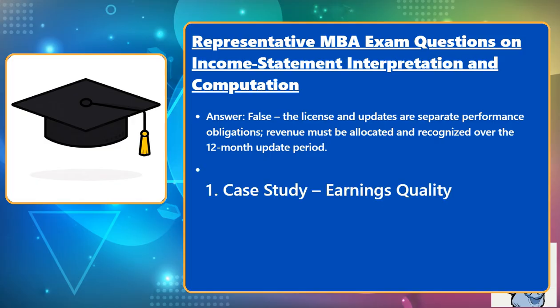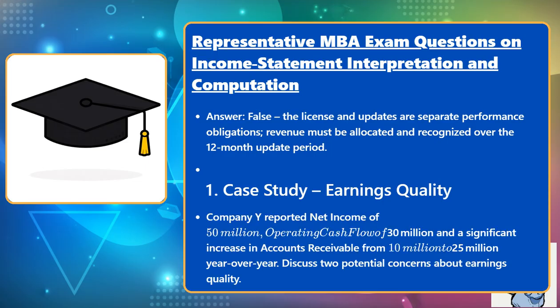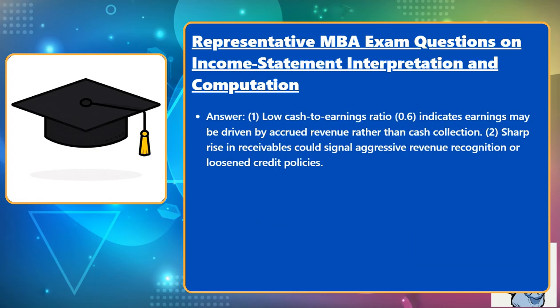4. Case study, earnings quality. Company Y reported net income of $50 million, operating cash flow of $30 million, and a significant increase in accounts receivable from $10 million to $25 million year over year. Discuss 2 potential concerns about earnings quality. Answer: 1. Low cash-to-earnings ratio of 0.6 indicates earnings may be driven by accrued revenue rather than cash collection. 2. Sharp rise in receivables could signal aggressive revenue recognition or loosened credit policies.